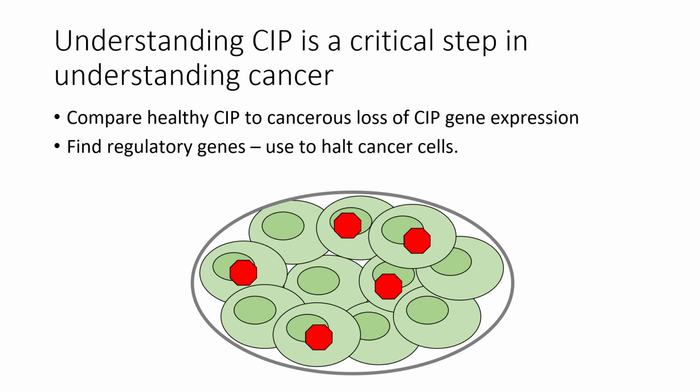Identifying and understanding the genes that are regulating the cell cycle during contact inhibition in healthy cells will shed light on the missing regulation in cancer cells. Restoring this regulation could be a big step in halting cancer.